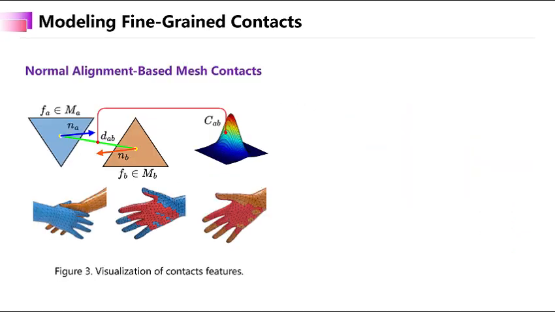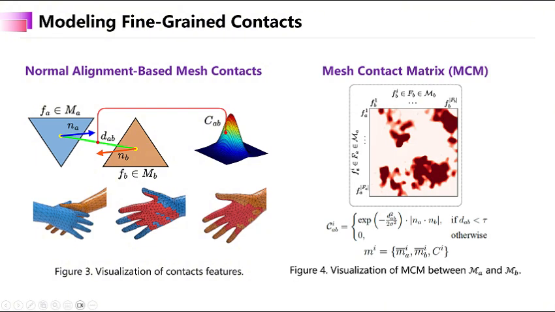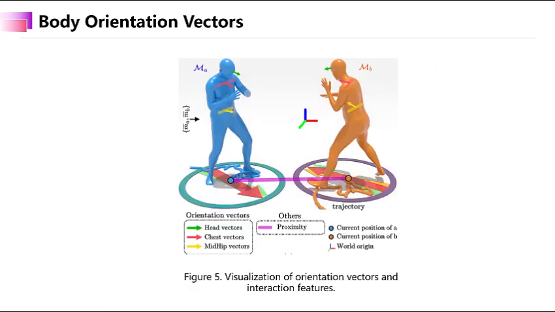The fine-grained contacts are modeled using normal alignment-based mesh contacts, capturing the physically plausible interperson contact regions. The mesh contact matrix then represents the entire contact dynamics of each frame. Similarly, for correct body orientations, we employ orientation vectors encoding head, chest, and pelvis directions. This provides explicit cues for gaze, face direction, and interaction alignment.